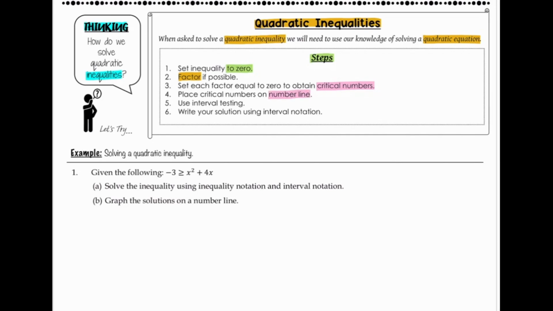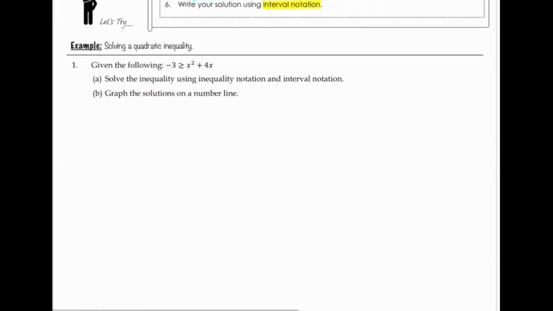Step 5 is use interval testing. Interval testing is going to determine what the solutions are. And then we are going to write our solution or solutions using interval notation or any other notation asked for. So let's take a look at question number 1.